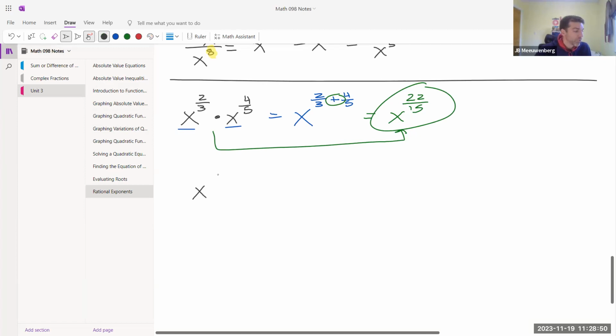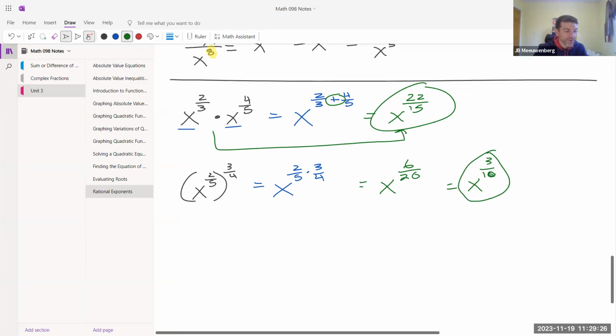What if we have the power rule? X to the 2/5, that's grouped in parentheses with a 3/4 outside. Well, just like before, we are going to simplify that by multiplying these two exponents, 2/5 times 3/4. When we actually do that multiplication, we find it's x to the 6 over 20. But even then, we kind of like to reduce those exponents. How about we go all the way down to x to the 3/10? Sorry, that should be a 10 right there. X to the 3/10. So again, when they are the power rule, power to a power, we're going to multiply those exponents.